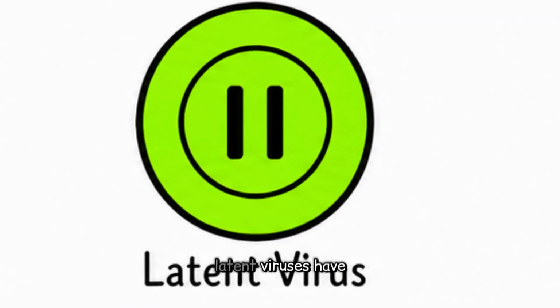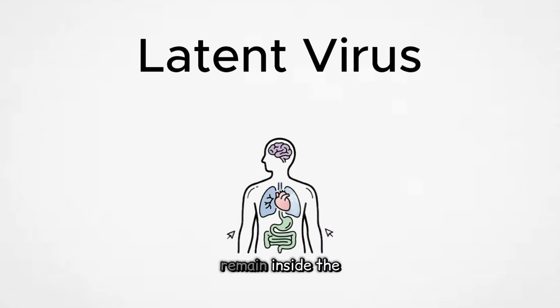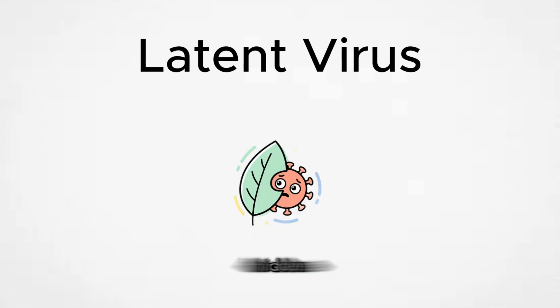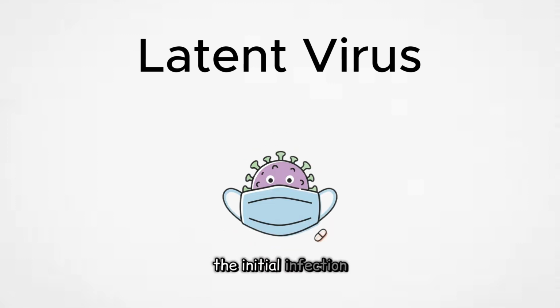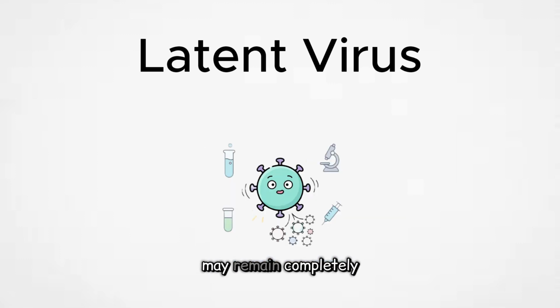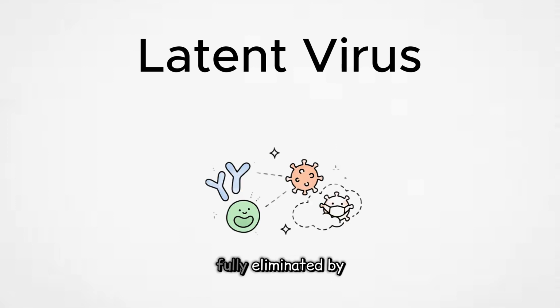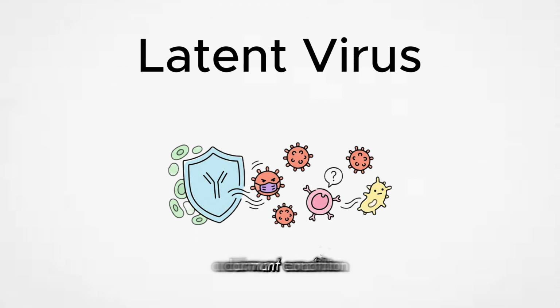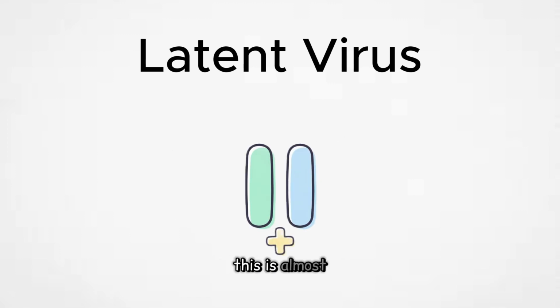Latent virus. Latent viruses have the ability to remain inside the body in a hidden, inactive state after the initial infection. During this period, they do not produce symptoms and may remain completely unnoticed for long periods of time. Instead of being fully eliminated by the immune system, they stay inside certain cells in a dormant condition. This is almost like the virus is paused but not gone.